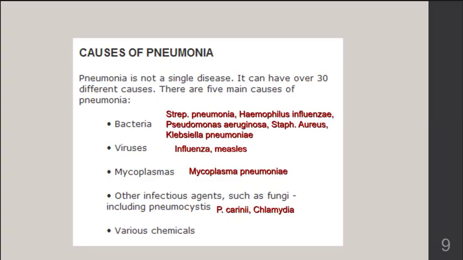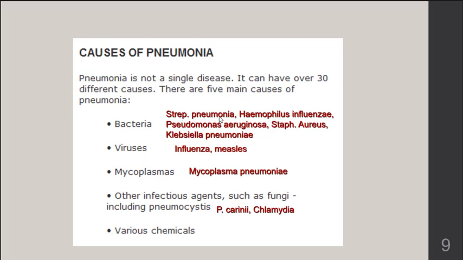There are various causes of pneumonia; it's not a single disease. There can be over 30 different causes, but we have listed here the 5 most common causes. Although chemicals can cause pneumonia, for example, if somebody survives fire exposure, they can end up inhaling chemicals into the lungs, which can lead to pneumonia, but infectious causes are the most common.